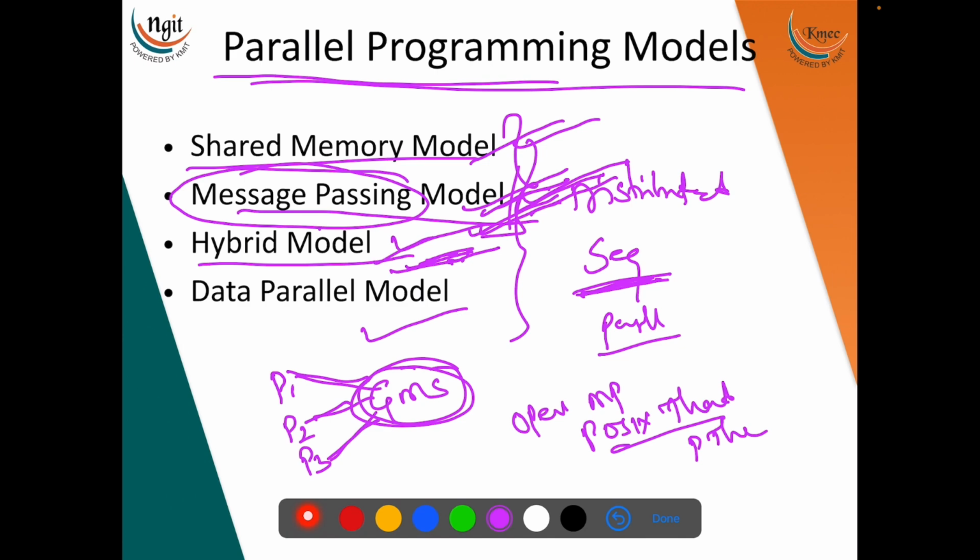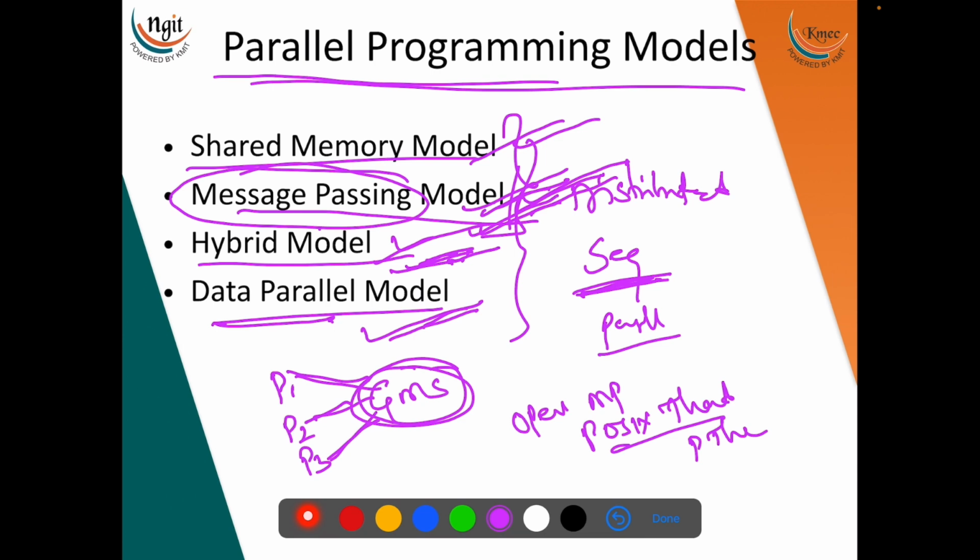The last model is the data parallel model. In this model, the same operation is performed on different pieces of distributed data simultaneously. The main advantage is that it simplifies the parallelization of algorithms by focusing on data distribution. The main disadvantage is that not all algorithms can be easily expressed in a data parallel manner. So these are the different kinds of parallel programming models.